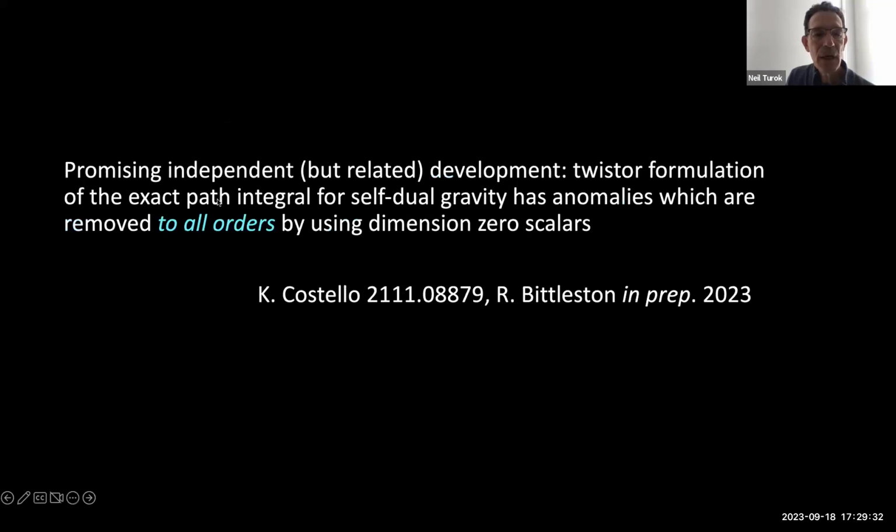A promising and related development is in the twistor formulation of self-dual gravity, which is a sort of limited version of the path integral for gravity. There are also anomalies. These same anomalies appear, or similar anomalies appear. And very recently, it's been understood how these can be removed to all orders, not just at free field level, as is done in these calculations, but to all orders by using dimension zero scalars, exactly as we're doing. So there's a prospect now that this cancellation, which we discovered, might actually be proven to all orders. It's still only a possibility, but that's very, very tantalizing.